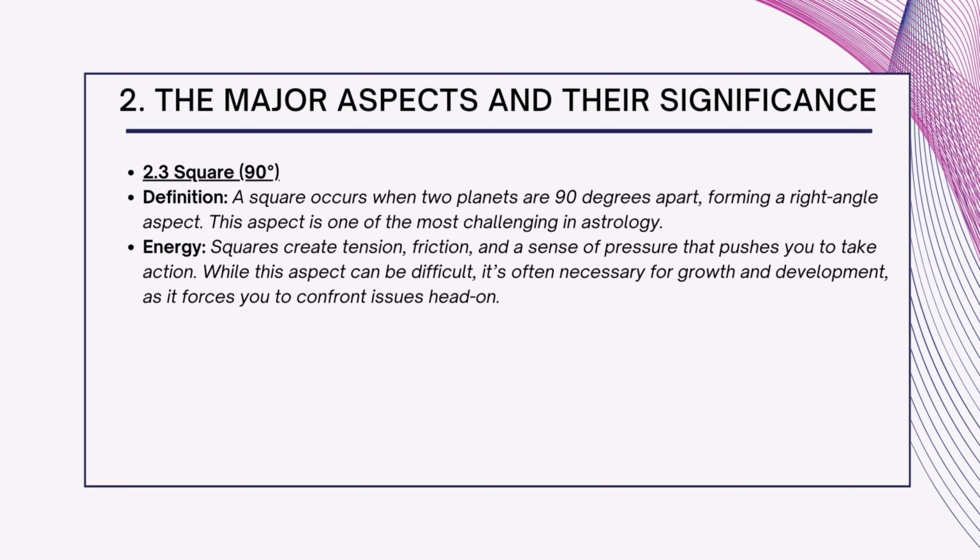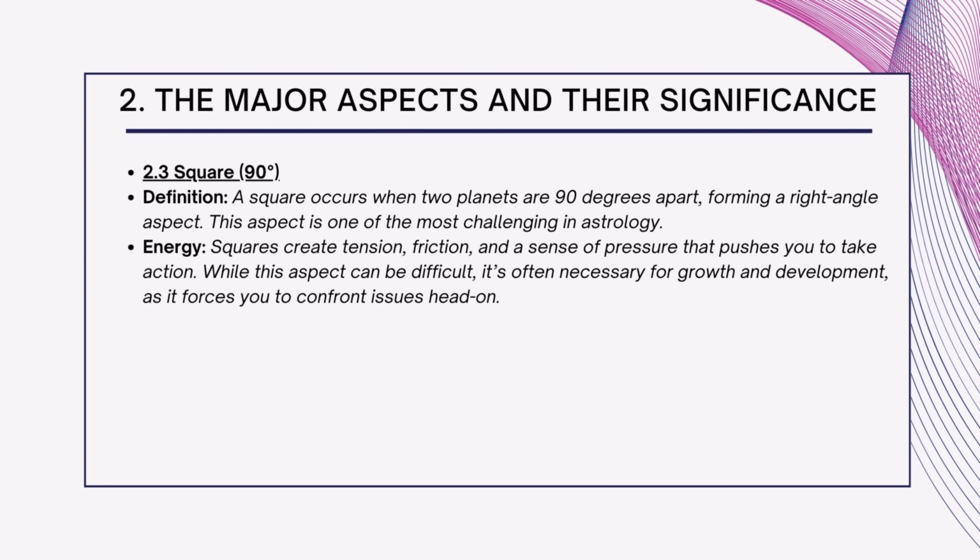2.3 Square, 90 degrees. Definition: a square occurs when two planets are 90 degrees apart, forming a right angle aspect. This aspect is one of the most challenging in astrology. Energy: squares create tension, friction, and a sense of pressure that pushes you to take action. While this aspect can be difficult, it's often necessary for growth and development, as it forces you to confront issues head-on.